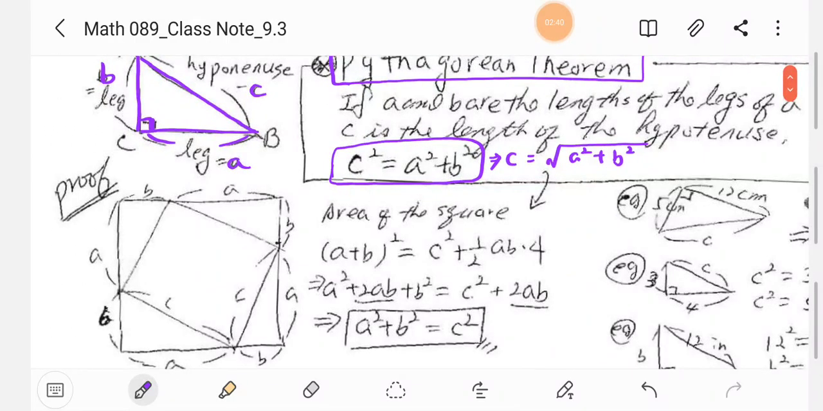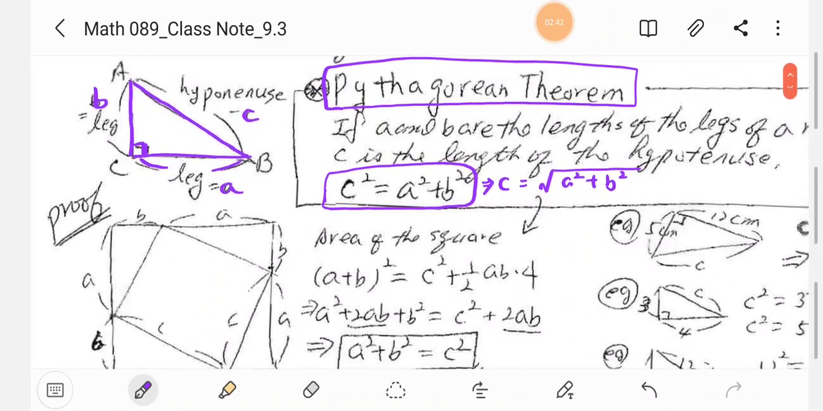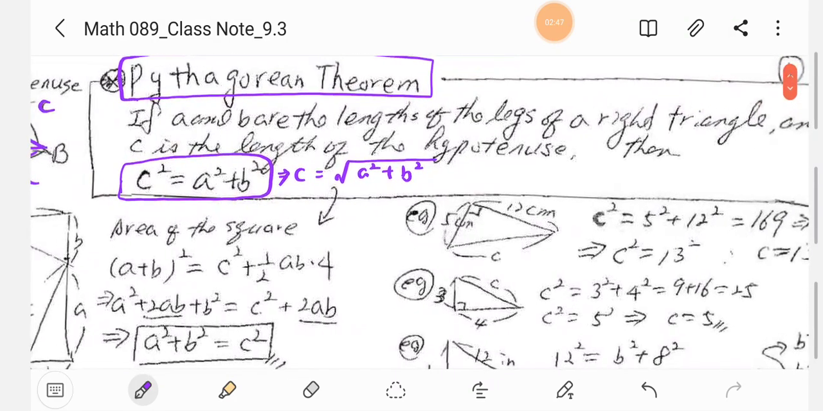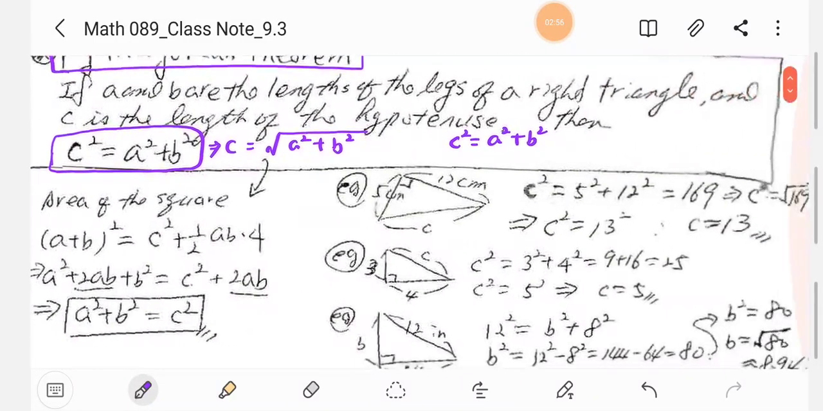How about, can we find a? How do we find a? Let's say we want to find a. Using the Pythagorean theorem, c squared is equal to a squared plus b squared, right? Since we want to find a squared, move this b squared to the left, so minus b squared on each side. Then what we have is c squared minus b squared, and that is equal to a squared, right?